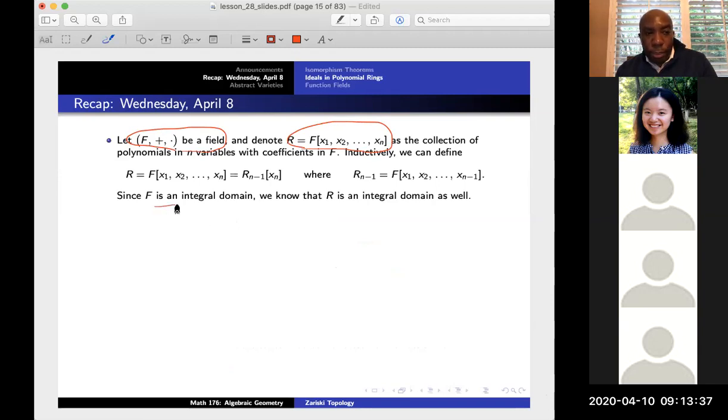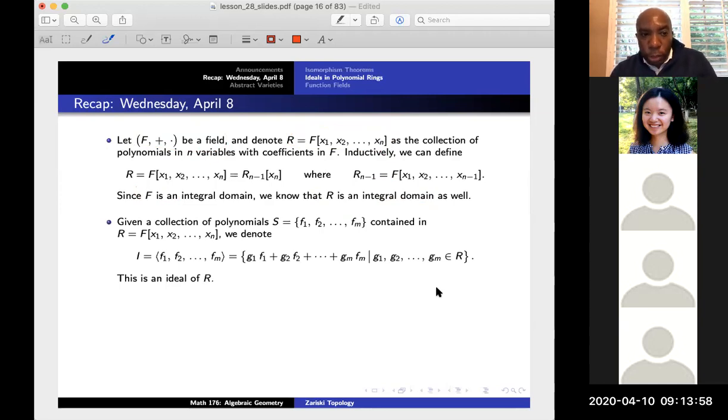So the statement is, if F, our field, is an integral domain, and every field is an integral domain, then R itself, the polynomial ring, is an integral domain. So there are really nice ways in which we can generate more and more integral domains. So we're going to use this today as well.